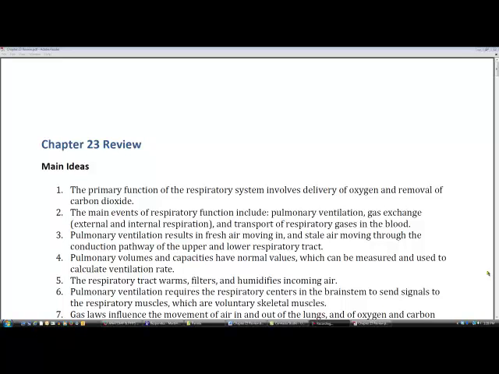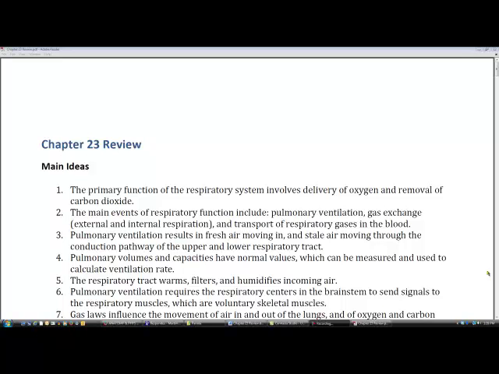So I'm sure you know the primary functions of the respiratory system involve delivery of oxygen and removal of carbon dioxide. When you inhale, oxygen's coming in. When you exhale, you're removing the carbon dioxide. That carbon dioxide is generated inside of your cells when oxygen is being used.